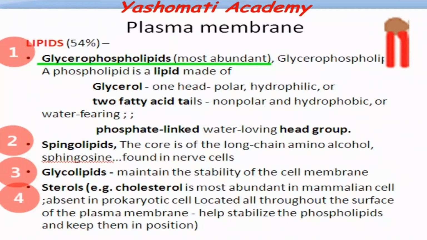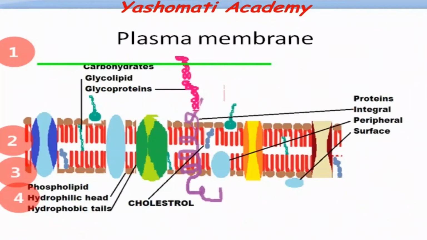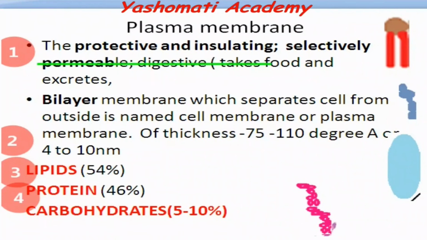If you look at this picture once again, then this membrane is containing this part which is called the lipid layer, right? So this is the membrane which is formed by the glycerophospholipids.